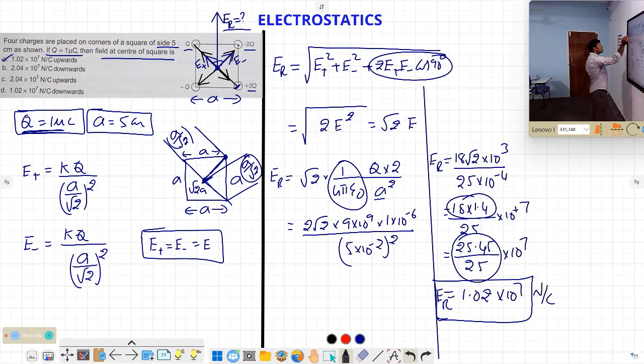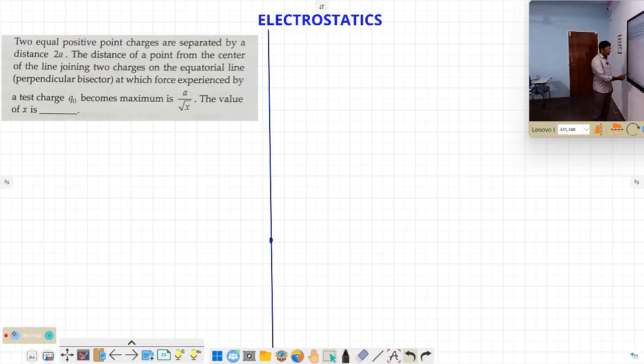And here two options are given, upward and downward. If you look at the diagram, what direction did we get? Upward. So the first option is correct according to the diagram. Now this question was also asked one time in the previous IIT exams, a most important concept here.